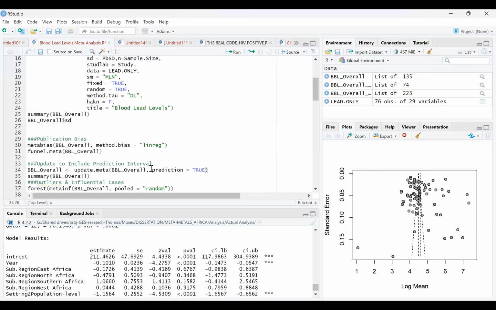So male, male, male, male, male, male, up to maybe 37. Then female, female, female, female, up to line 14. But all of them are the same studies. And so a study will contribute to both the male side and also the female side.